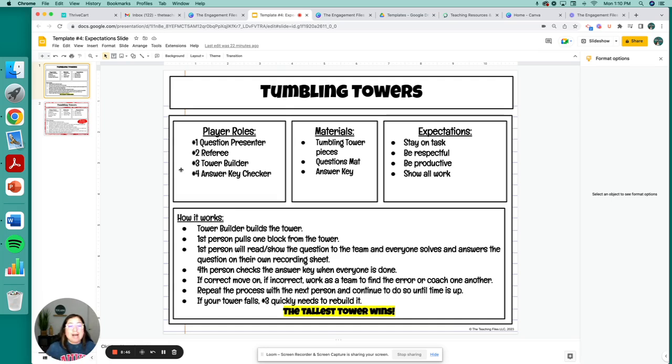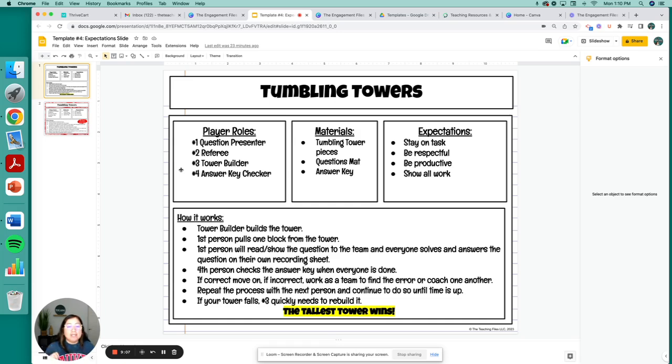Number 3 is the tower builder. So this is where we, again, want to be super clear and make sure that especially this person in each team understands that their job is to quickly rebuild that tower and get their team working again. I give a time constraint. I usually tell them within a minute and a half, your team should be back to working and answering questions. So number 3 is the tower builder.